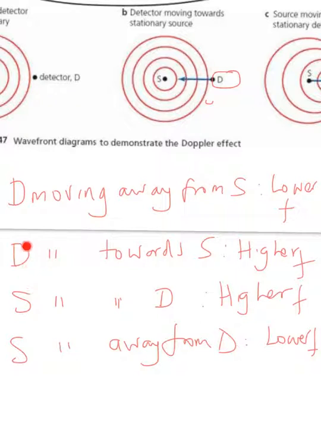As the observer moves towards S, you would end up with a higher frequency because you would be meeting those waves quicker and faster, causing a smaller wavelength and a higher frequency. As S, the source, moves towards the observer, exactly the same situation, you would get a higher frequency. And as the source moves away from the observer, you would again spread out the wave and get a lower frequency.